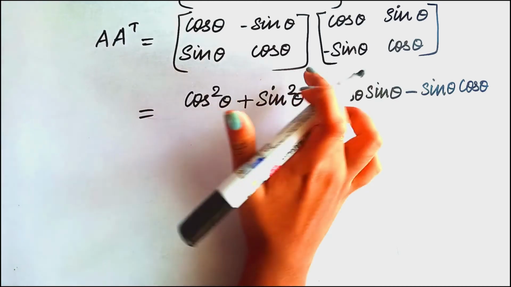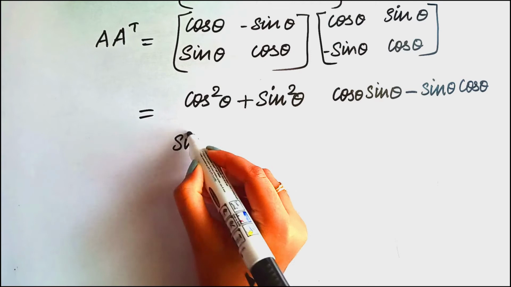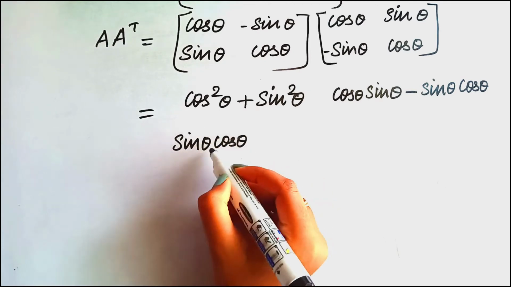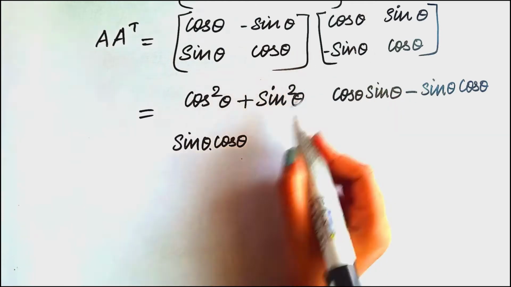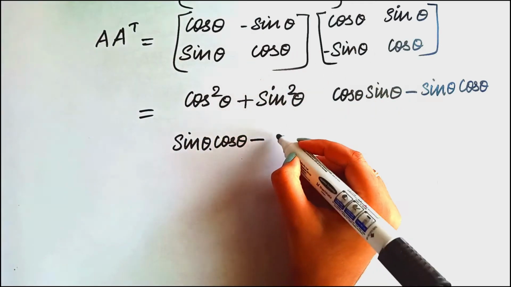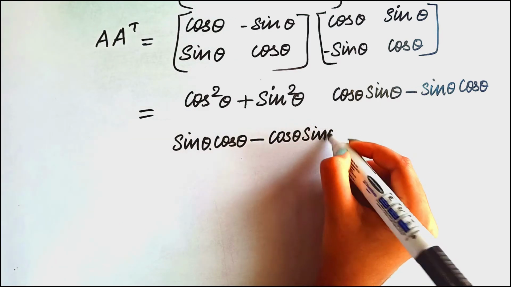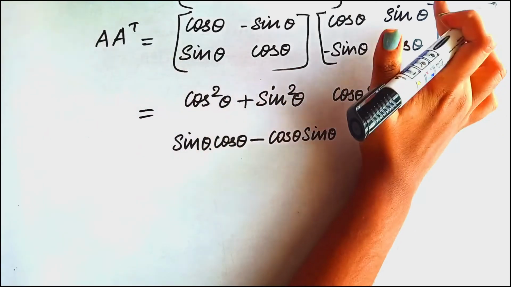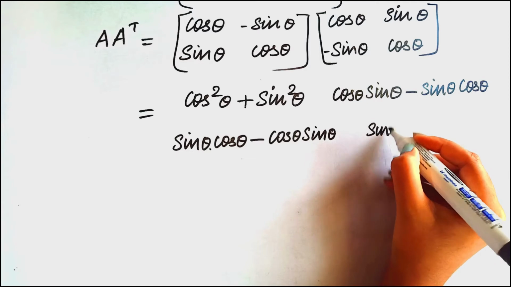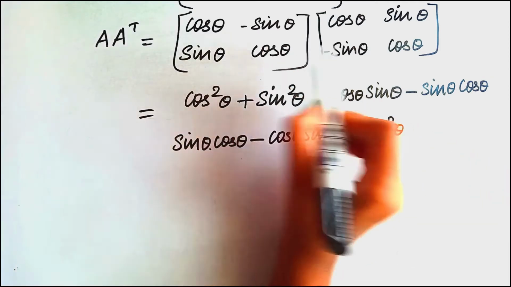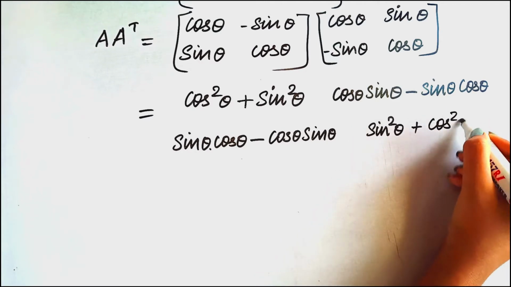Similarly, for the second row and the first column, sin theta into cos theta gives sin theta cos theta, and similarly cos theta into sin theta. Here there is a minus sign, so minus cos theta sin theta. And then finally for the second row and the second column, sin theta into sin theta gives sin square theta, and then cos theta into cos theta gives plus cos square theta.